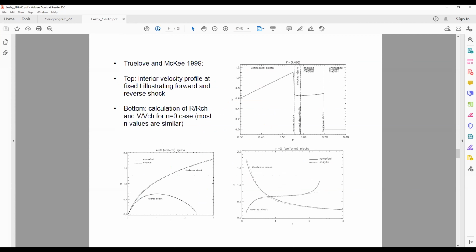And I'll just discuss, as I'm getting on in time here, the basic ingredients of the model. So you can think of it, to first order, as Truelove and McKee. This is the Truelove and McKee model here, and to describe it, here's the velocity as a function of radius at a given time in a supernova remnant. In this case, it's 0.492 of the characteristic time, and depending on all the parameters of the supernova remnant, the characteristic time may be 500 years or 1,000 years.